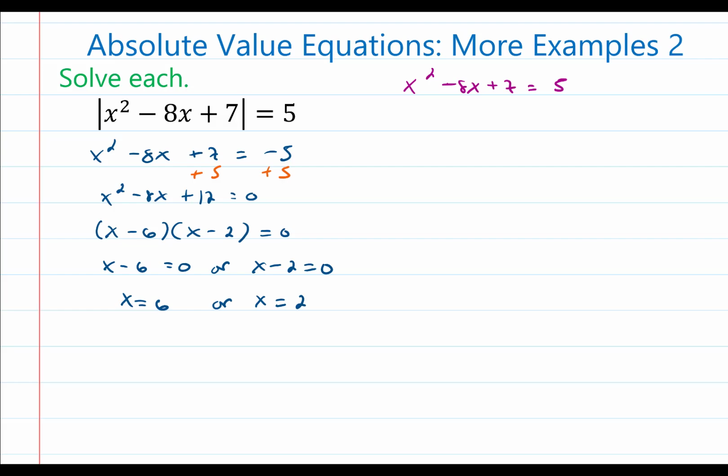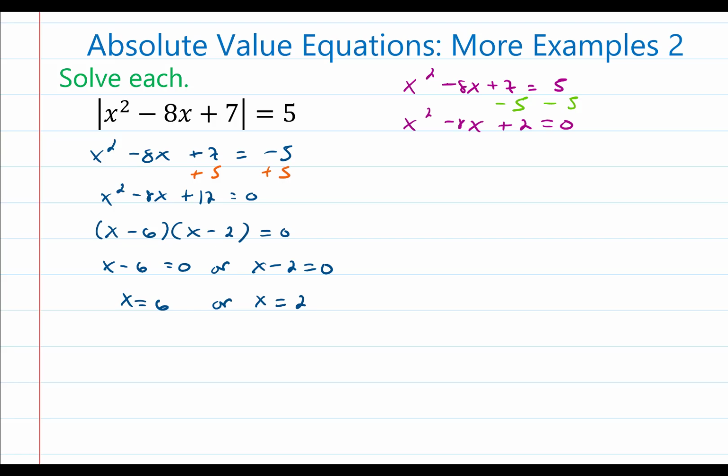The first step is the same. We are going to subtract 5 from both sides, again, to get it equal to 0. So we have x squared minus 8x plus 2 is equal to 0. Again, if you can factor that, that is ideal and probably the most efficient way to solving that quadratic equation.